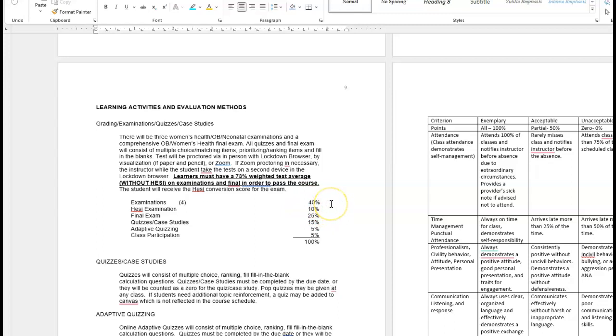So it will benefit you to study and pass the HESI. The final exam is cumulative, and it's worth 25% of your grade. This is because the weight of a final with the previous comprehensive information is indicative of how you will do with the NCLEX.